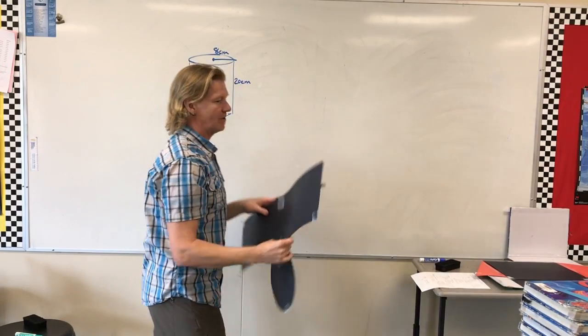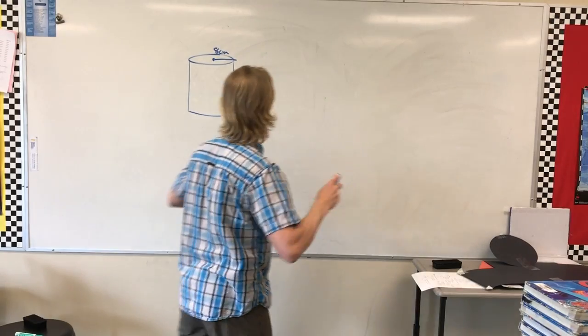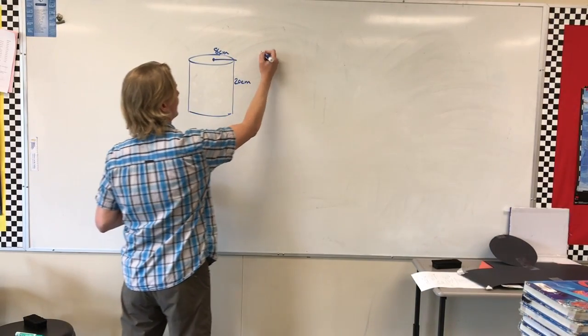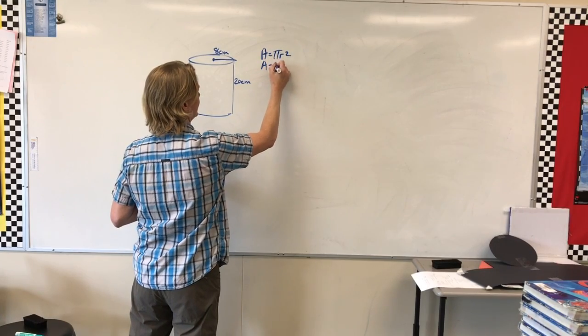So we do it in a few different steps. The first thing I'm going to do is the simplest part, I think it is the area of the top. And that is pi times radius squared, right?